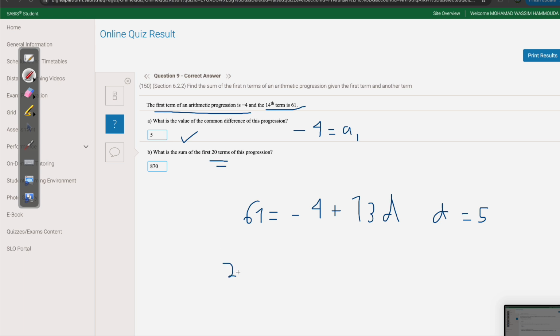So 20 over 2 into 2a1. a1 is negative 4 plus n minus 1, which is 19d. d is 5 as we found in part A, and that is going to give us 870.